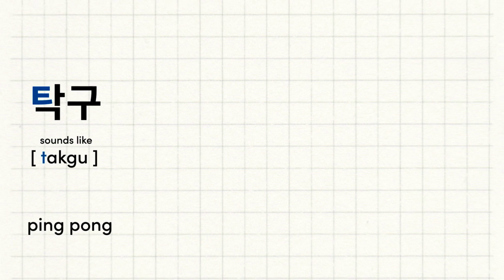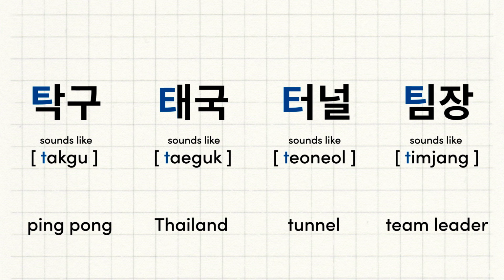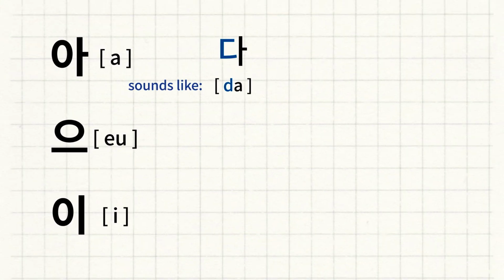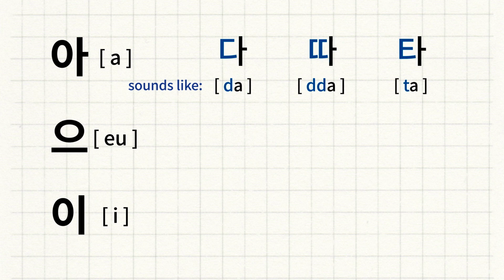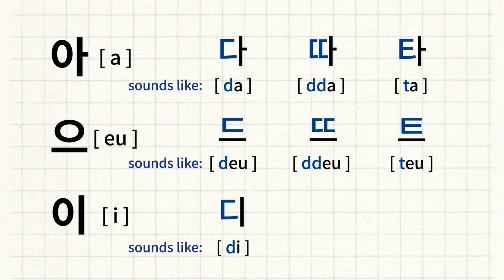Takgu, taeguk, teoneol, timjang. To help distinguish these sounds, I'll say them one after another paired with the vowels a, u, and e. 다, 따, 타, 드, 뜨, 트, 디, 띠, 티.